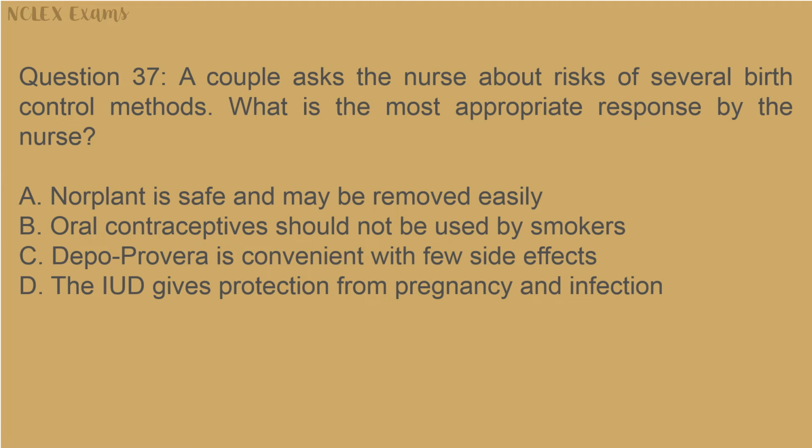Question 37. A couple asks the nurse about risks of several birth control methods. What is the most appropriate response by the nurse? A. Norplant is safe and may be removed easily. B. Oral contraceptives should not be used by smokers. C. Depo-Provera is convenient with few side effects. D. The IUD gives protection from pregnancy and infection.